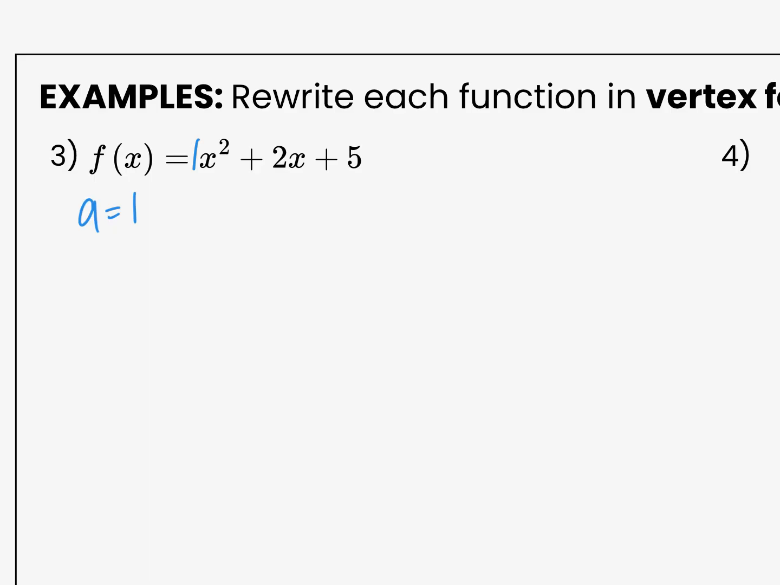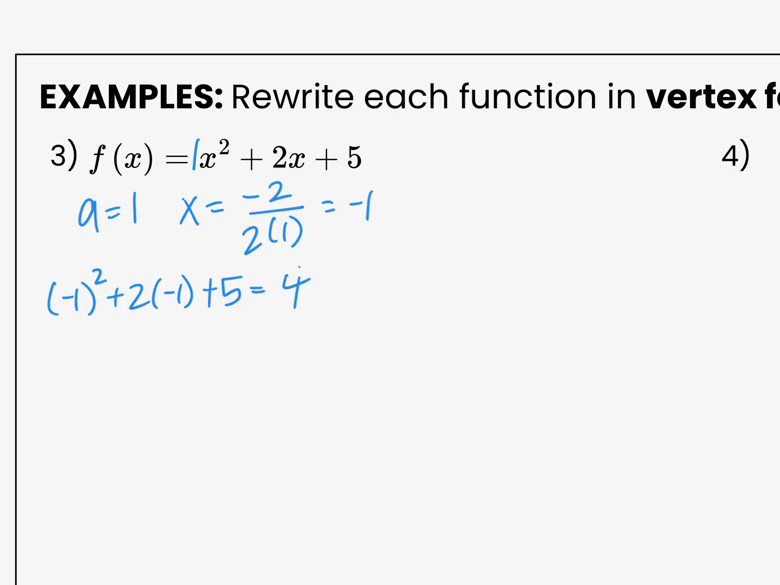And then I'm going to find the vertex. So I'm going to do negative b, which is negative 2, over 2a. Negative 2 divided by 2 is just negative 1. Then I'm going to plug that negative 1 in to figure out my y. And that gives me negative 1 squared is 1, plus negative 2, plus 5 gives me positive 4. So my vertex is negative 1, 4.